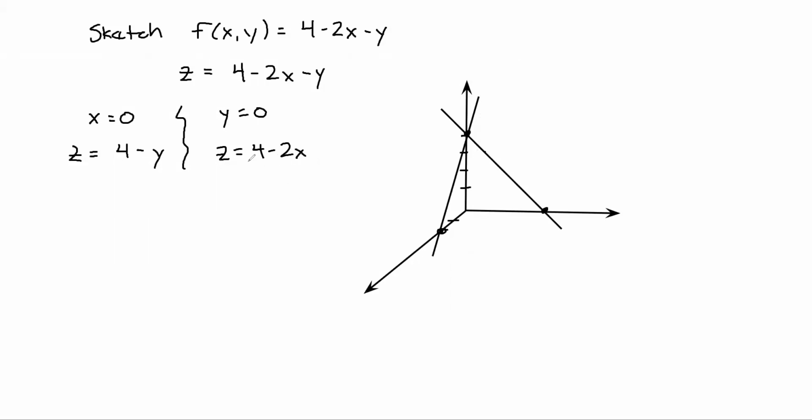And alternatively, what you can recognize is that 4 is the z-intercept, and you've got -2 slope. So you go down 2 over 1, down 2 over 1. And finally, you could plug in z equals 0. If you plug in z equals 0, you're going to get 0 equals 4 minus 2x minus y, and you could get y by itself. So you get y equals 4 minus 2x.